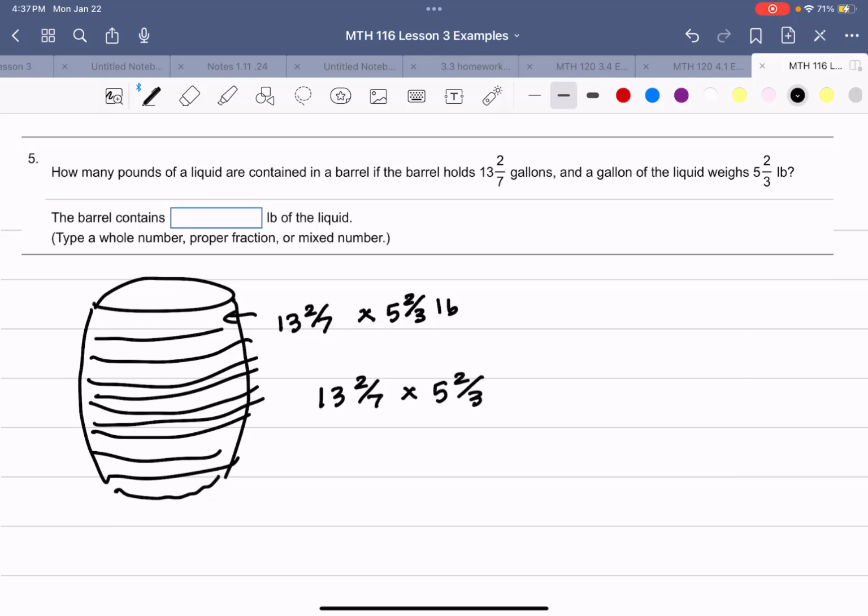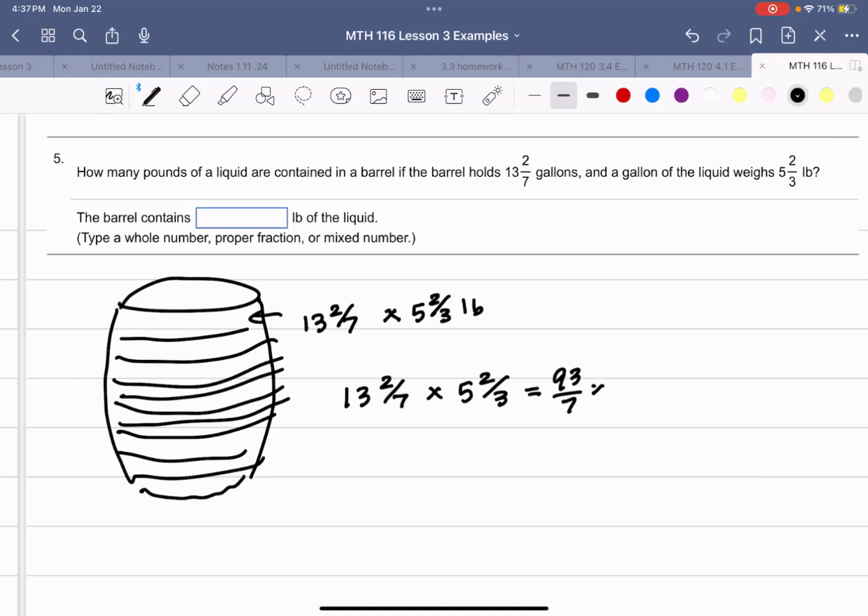We do that by making mixed numbers. 13 times 7 is 91 plus 2 is 93 over 7, and that's times 5 times 3 is 15 plus 2 is 17 over 3. I see a reduction I can do because I can divide this by 3 and this by 3. That gives me 31 over 7 times 17 over 1. 31 times 17 is 527 divided by 7.